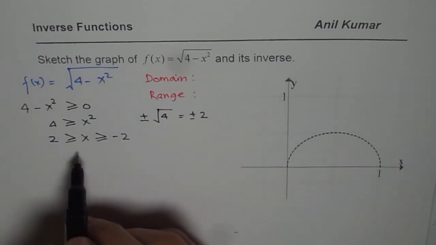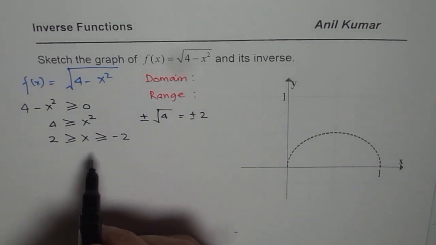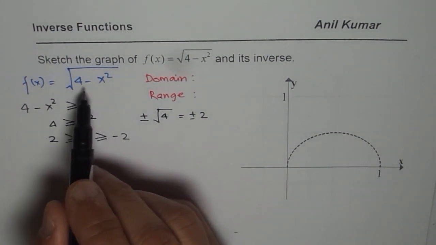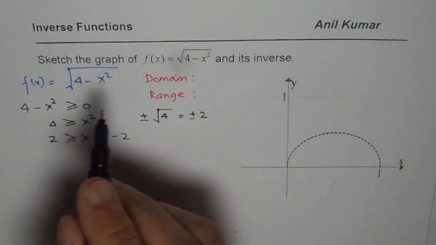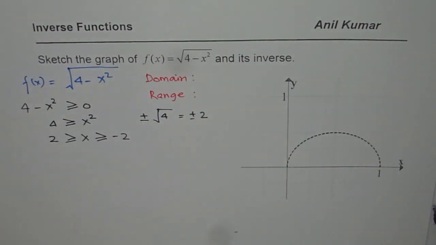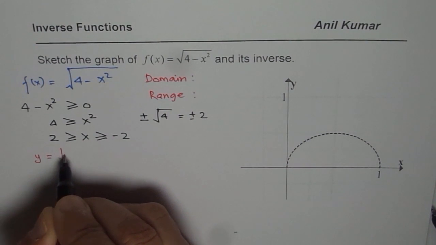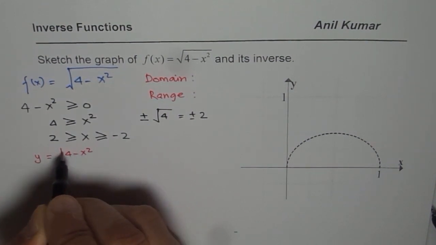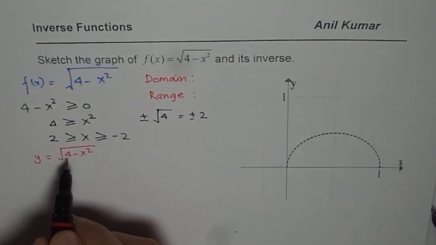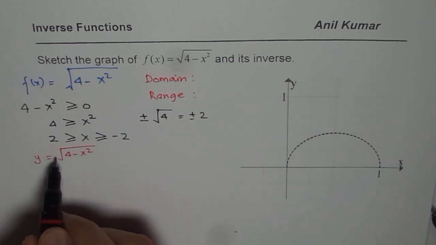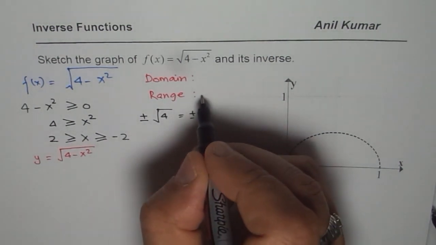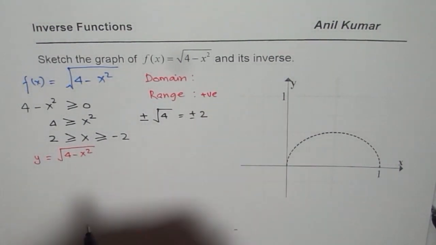Now, what we also have to see is the range of the function. Let me just rewrite this function as y equals square root of 4 minus x square, right? So what I'm trying to say is the range here is greater than 0. Of course it is positive. As far as the range is concerned, we know it is positive, greater than or equal to 0.